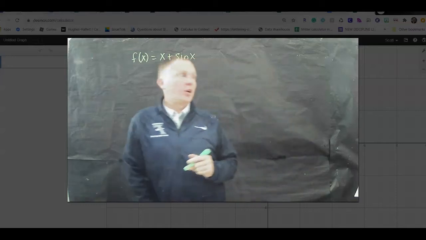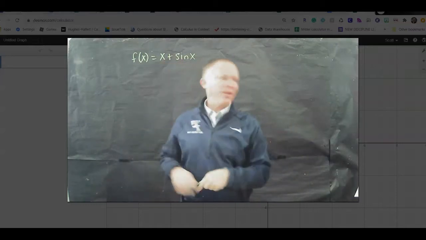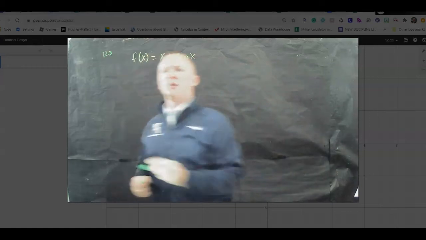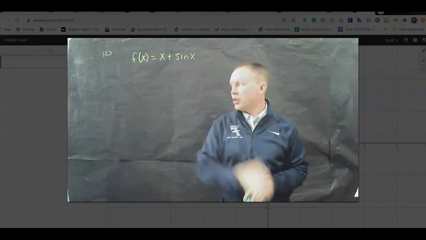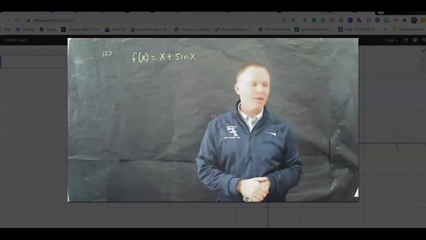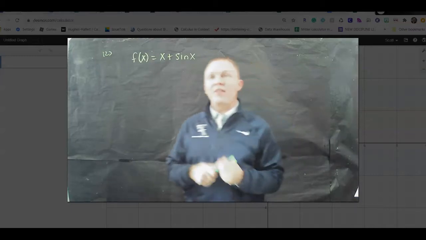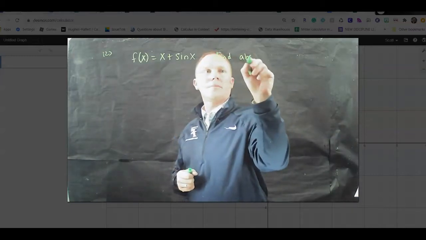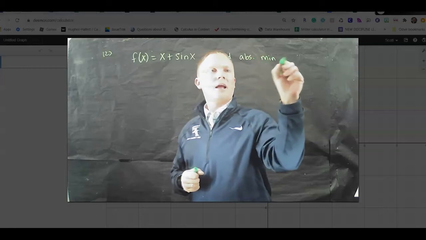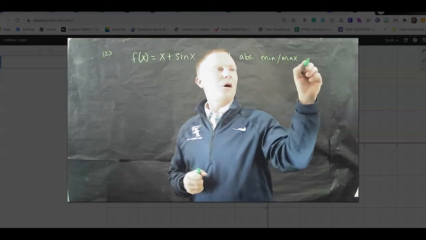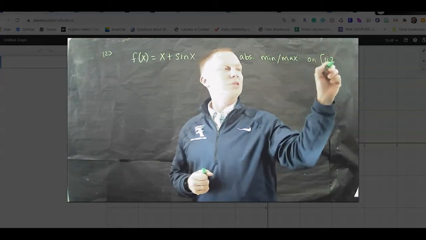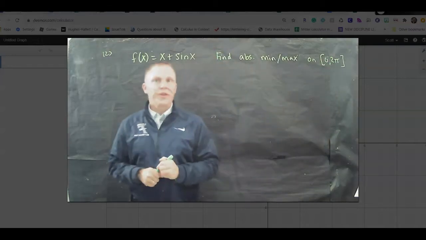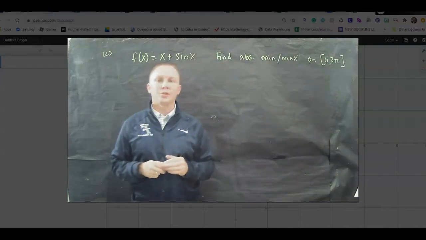Okay, so here's our example. I think this is problem number 123 in the section. Okay, so they give us this function, f of x is x plus sine of x, and they say find the absolute min and max on the interval 0 to 2 pi. Okay? So find the absolute min and the absolute max on the interval 0 to 2 pi.